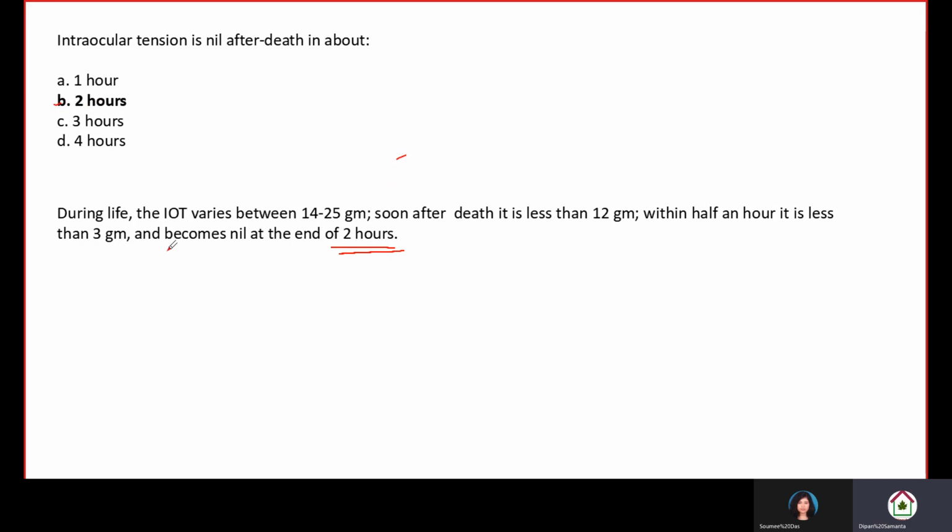So just remember, you don't need to remember each and every hour. Just remember it becomes 0 at the end of 2 hours. That is most important.